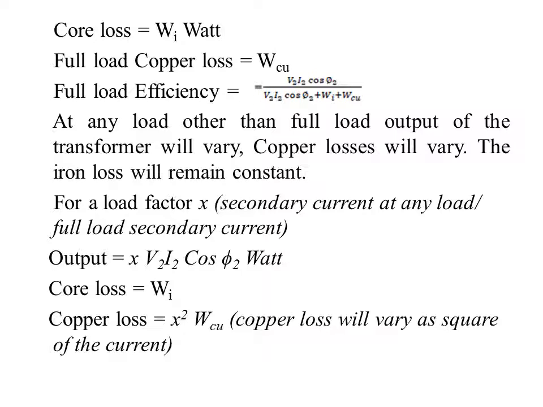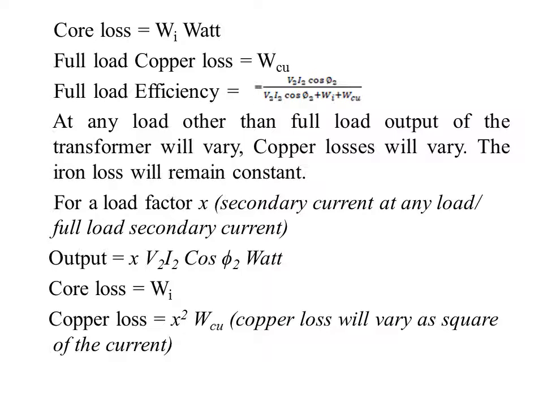We have to consider a load factor X. That load factor X is the secondary current at any load divided by the full load secondary current. X is the load factor that will be multiplied to the output as well as the input side, so that we can calculate efficiency at any load.